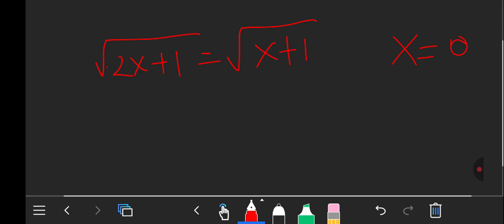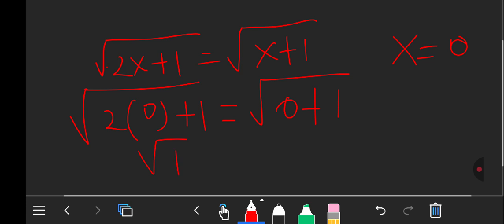Let's substitute 0 to see if the answer we found satisfies this equation. So where there's x, we substitute 0: 2 times 0 plus 1 is equal to the square root where there's x, substitute 0 plus 1. So 2 times 0 is just 0, plus 1, that is the square root of 1, is equal to 0 plus 1, that is just the square root of 1.